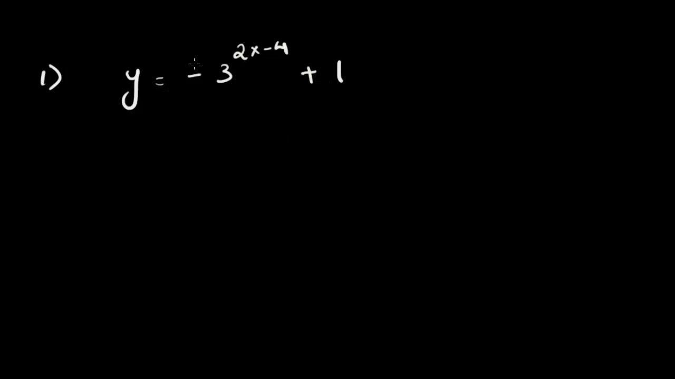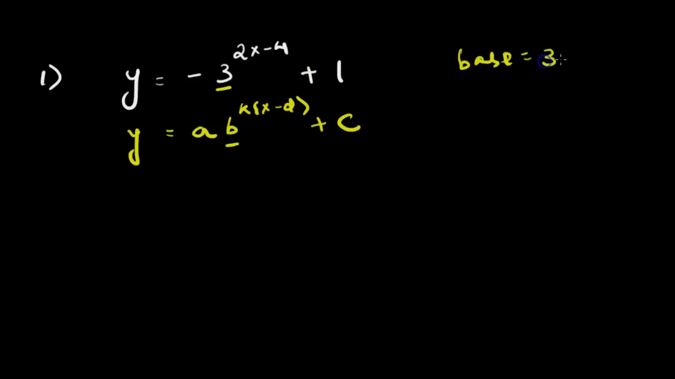So first, we would write down the general transformation equation. We know the general transformation equation is y = ab^(k(x - d)) + c. Now from here we can draw out our transformation parameters. We know b is the base, and here the base is 3. So we can write down base is 3 in this particular case.